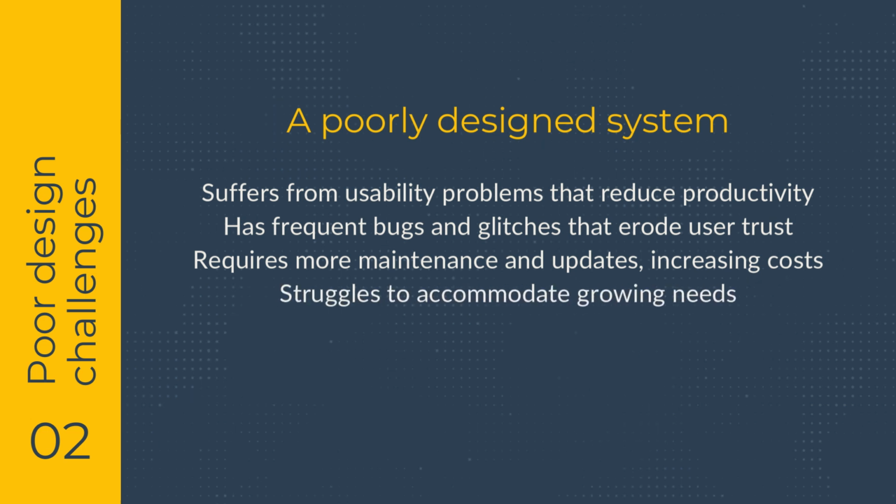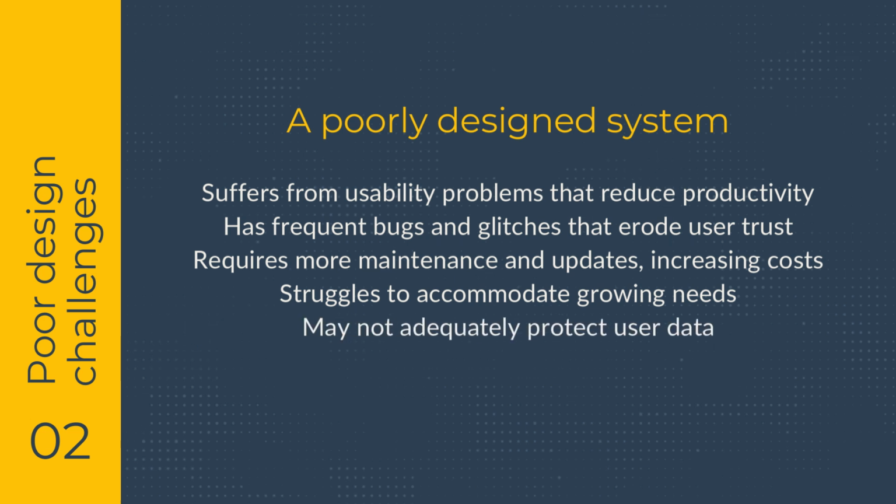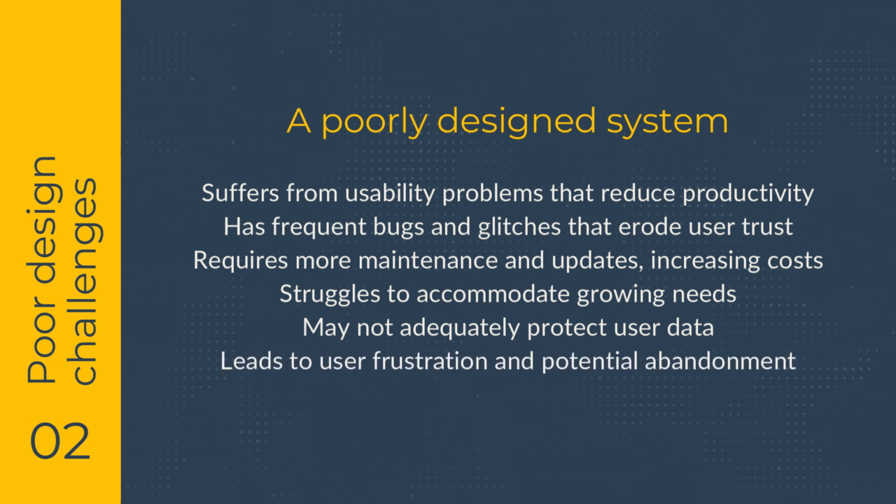As needs grow, the system may struggle to accommodate these changes, increasing the time needed to implement new features and causing bugs in existing functionality. By making uninformed decisions or not applying enough resources, a poorly designed system may not adequately protect user data. The cumulative effect of these challenges is user frustration. When users feel that the system is more of a hassle than a help, they may ultimately abandon it altogether. While these issues are commonly seen in the software world, they can easily apply to any project, including home automation systems.